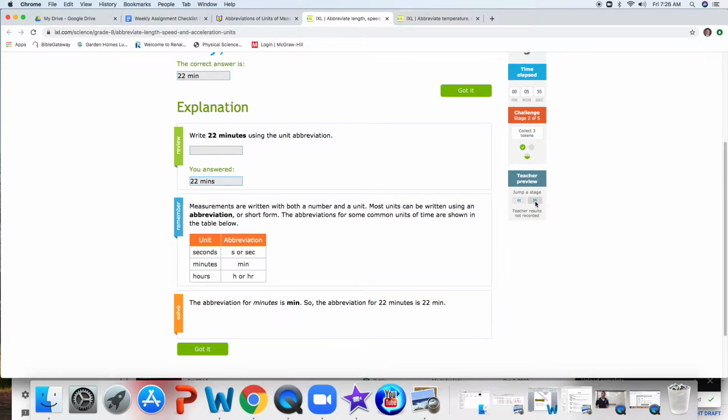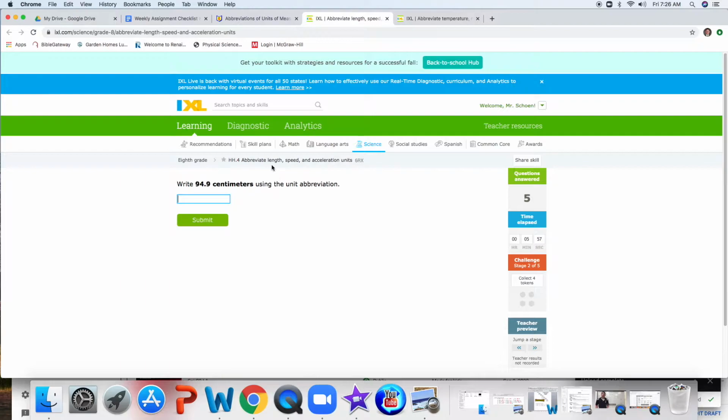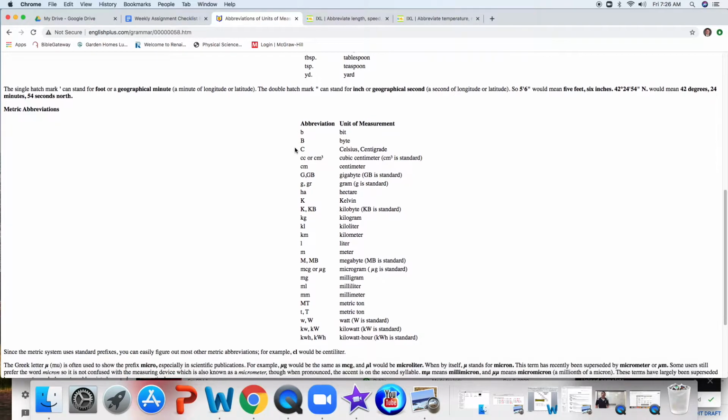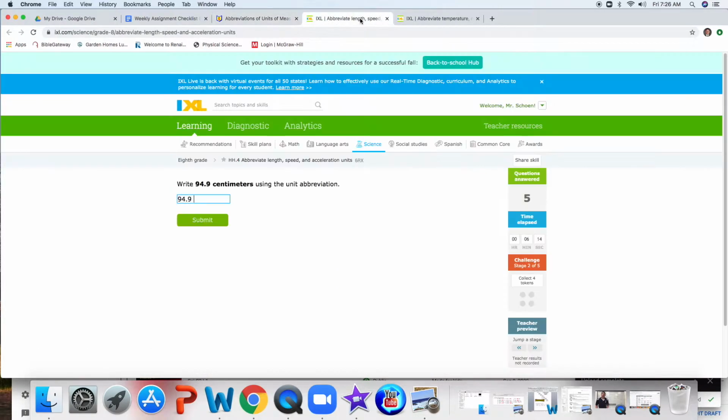I'm going to jump to the next section that asks us to measure length. 94.9, so I rewrite the number, and then centimeters. If I go back to my abbreviation, centimeters I know is down in my metric system. We've got meters is M, and centimeters would be CM. Write that appropriately.